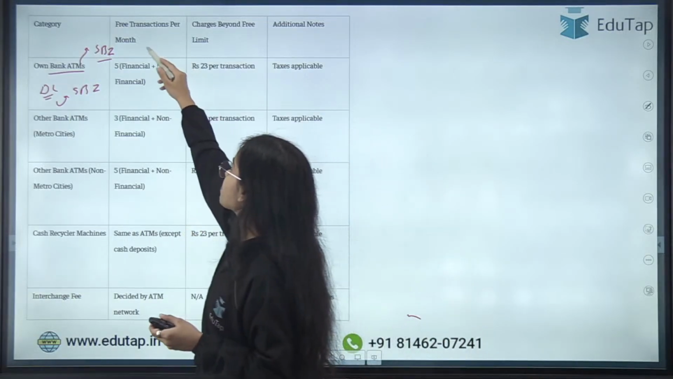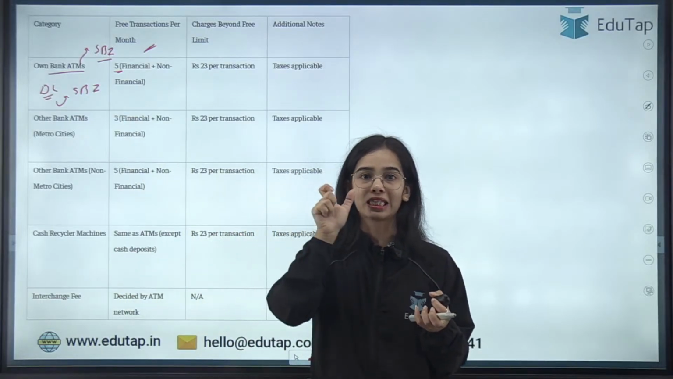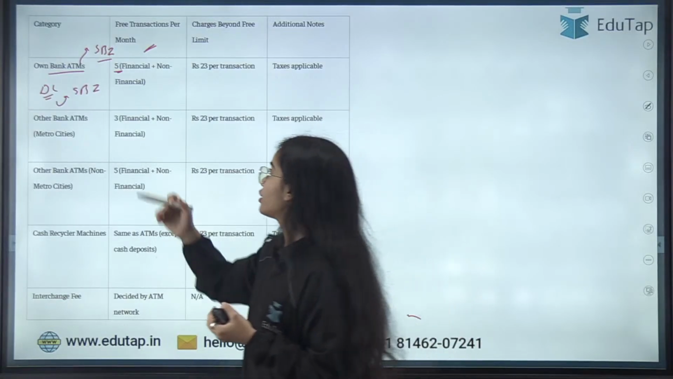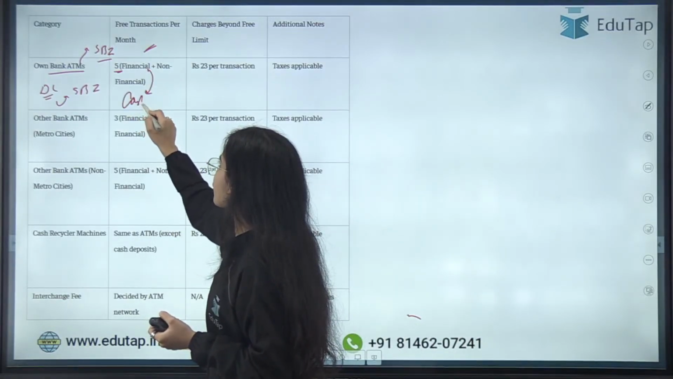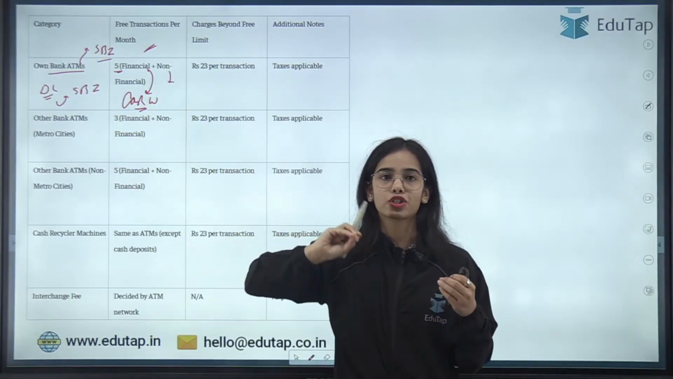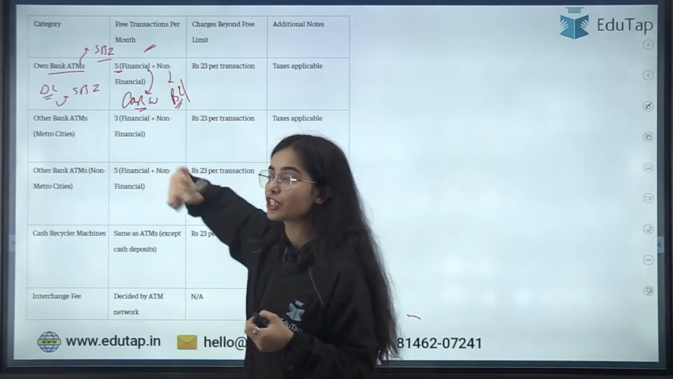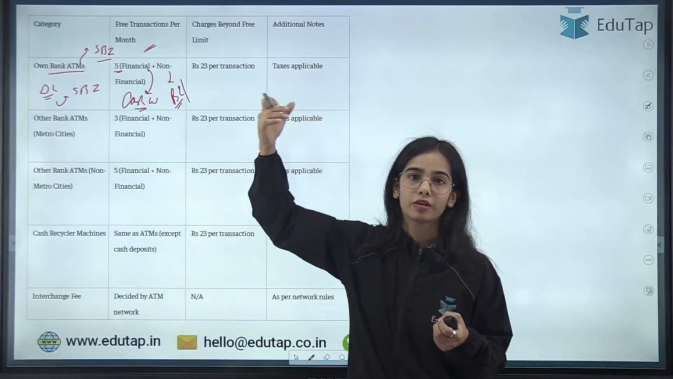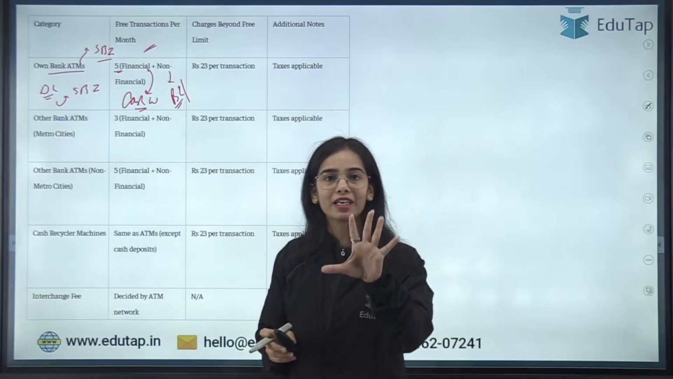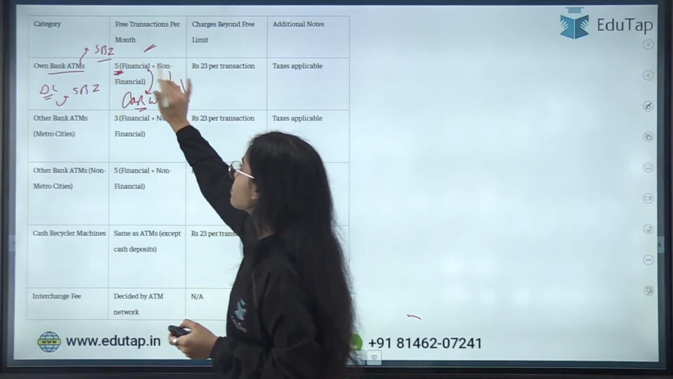So 5 free transactions are available per month, and these are the financial transactions like cash withdrawal. Financial transactions means cash withdrawal. Non-financial transactions usually mean a bank inquiry that you do, or changing the PIN, or taking out a mini statement. So those are the non-financial transactions. There are 5 free transactions per month that are available.